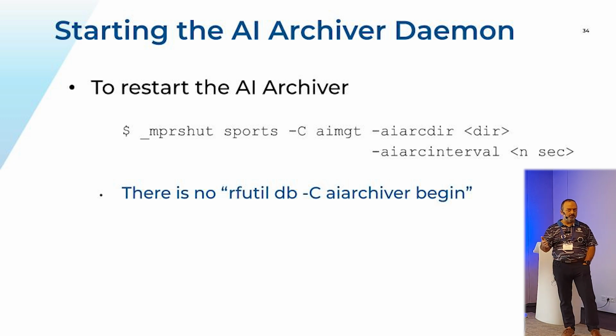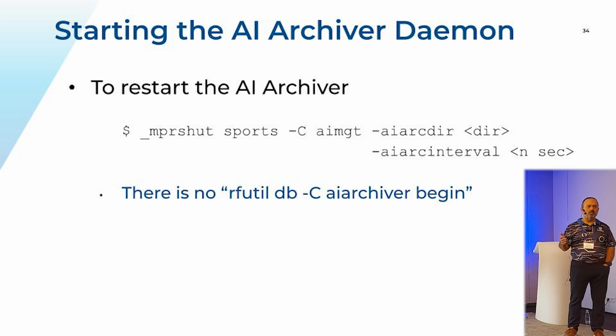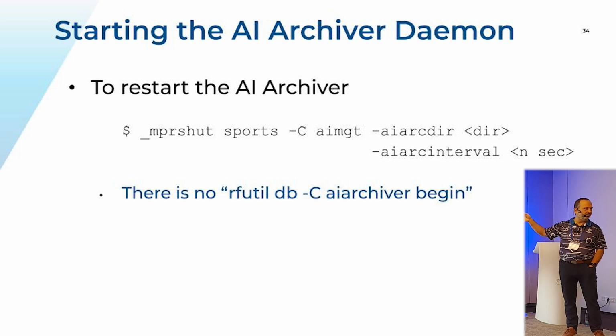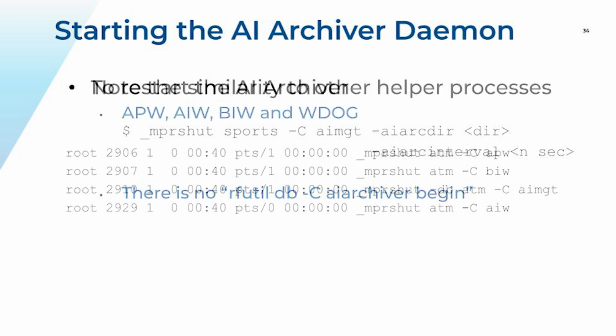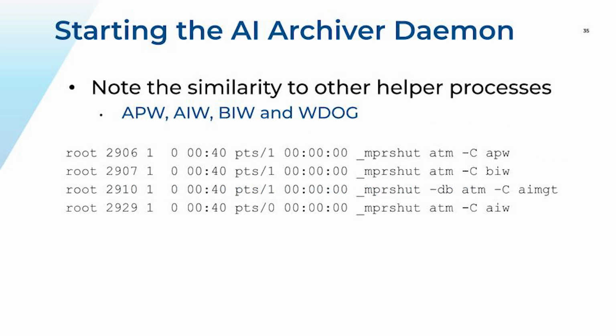So if you do stop it temporarily and you're like, oh, let me look in the documentation, how do I restart it? There is no documentation. You have to actually type the full command out yourself, which is a ProShut Sports -C AIMGT and so on and so forth. So you can see a process list from a database. It looks similar to the command lines that you have for the other helper processes.